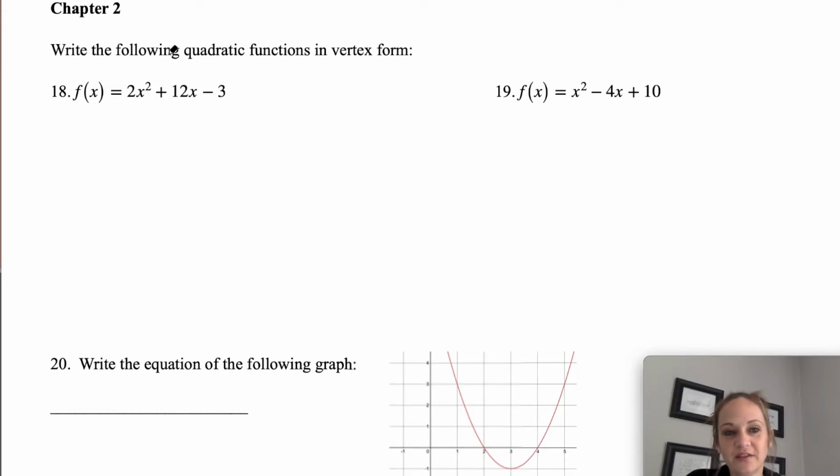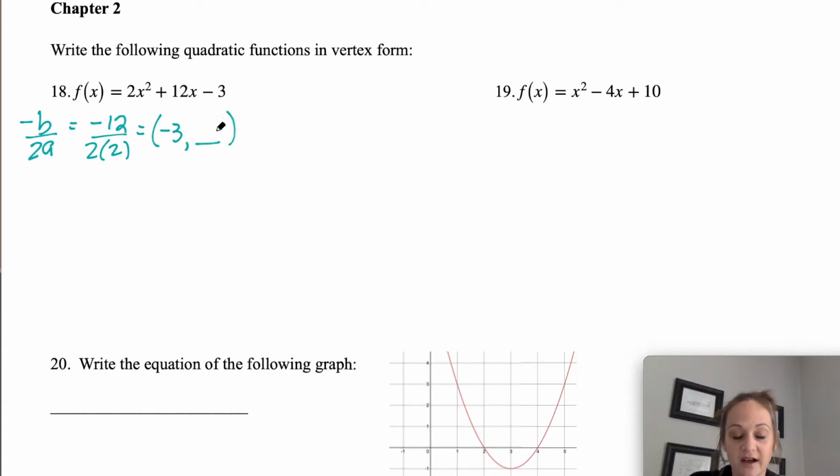Chapter 2, write the following quadratic functions in vertex form. So number 18, in order to do the vertex form, we're going to do the -b over 2a. So -12 over 2 times a is going to give me a -3. That is my x value of the vertex. So what we're going to do is plug -3 back in. So it'll be 2 times -3 squared plus 12 times -3 minus 3. That will give me 18 minus 36 minus 3, which will give me a -21.